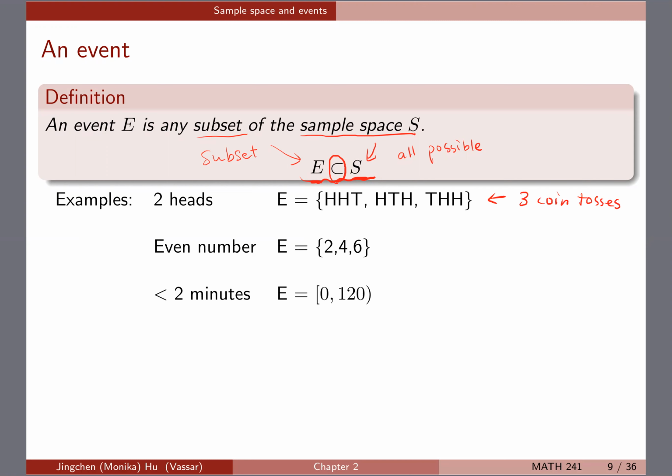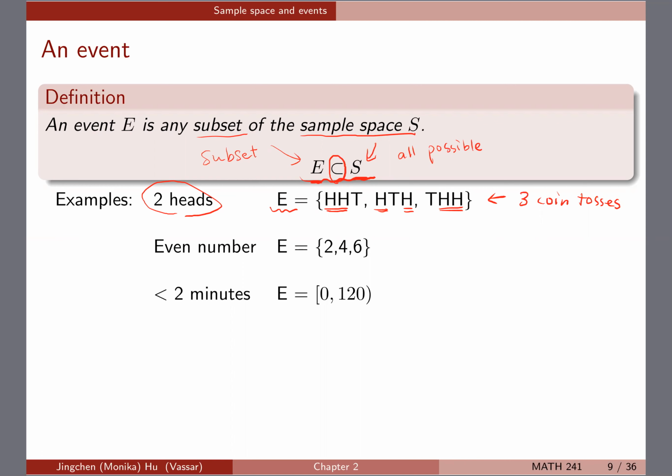But if we're going to define E as 2 heads, then instead of 8 outcomes that you might be having, you're only going to have 3 of them because you need to have 2 heads. Okay, so we're here listing all of the possibilities here, and it's going to be 3. And I think you will be able to come to the number of 3 here by doing combination.